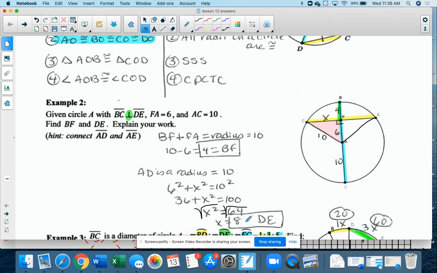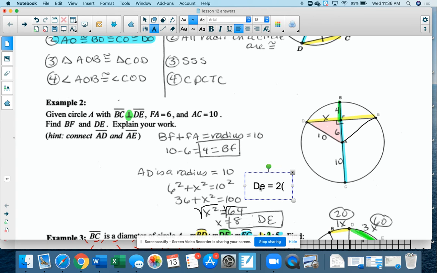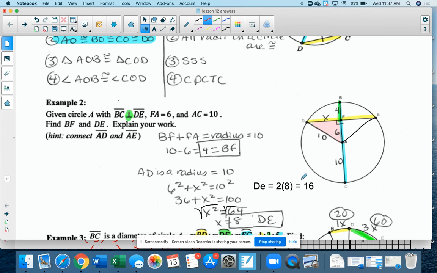Now I have a mistake right here. That's DF. All right, I need to find DE. So I'm actually going to have to do 2 times 8 in order to find that. So DE equals 2 times 8, which is 16. Okay, so that's my answer right there, 16. I'll circle that for us in red, because when I found this down here, that was actually DF, not DE. So this is DF.